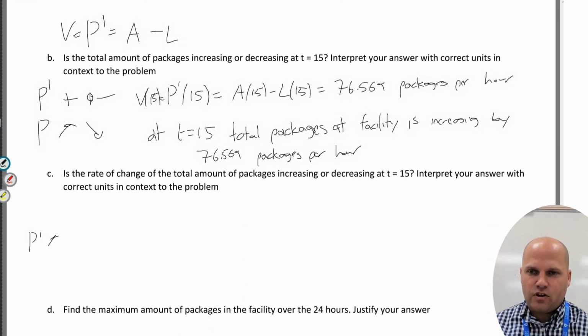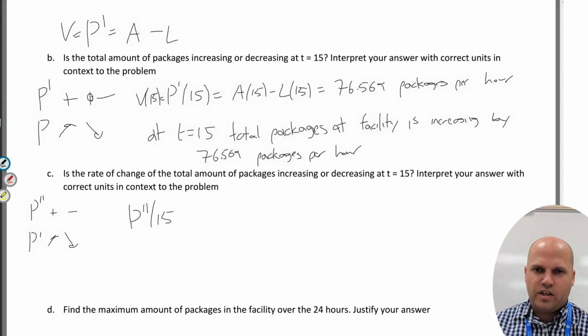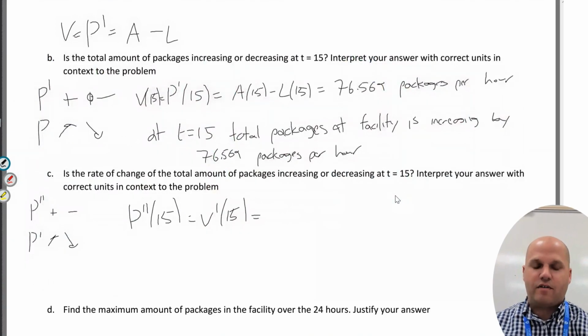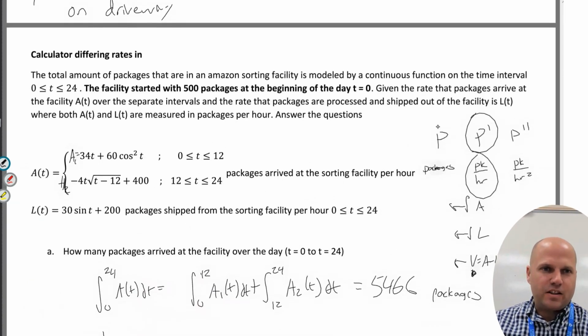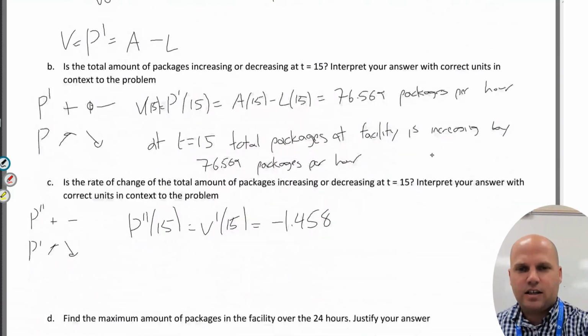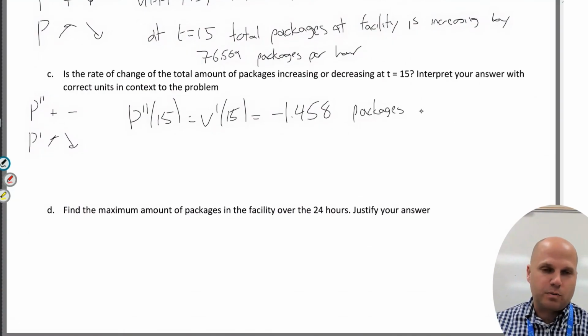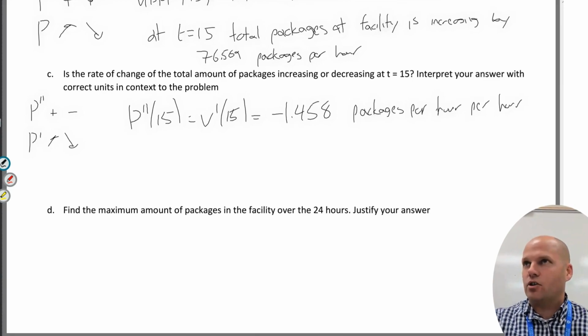We need to look at the second derivative. So I want to find P double prime of 15, see if that's positive or negative. So that's V prime of 15, which is negative 1.458. What are the units? If I take the derivative of P prime, I get P double prime, an acceleration. It's packages per hour squared.